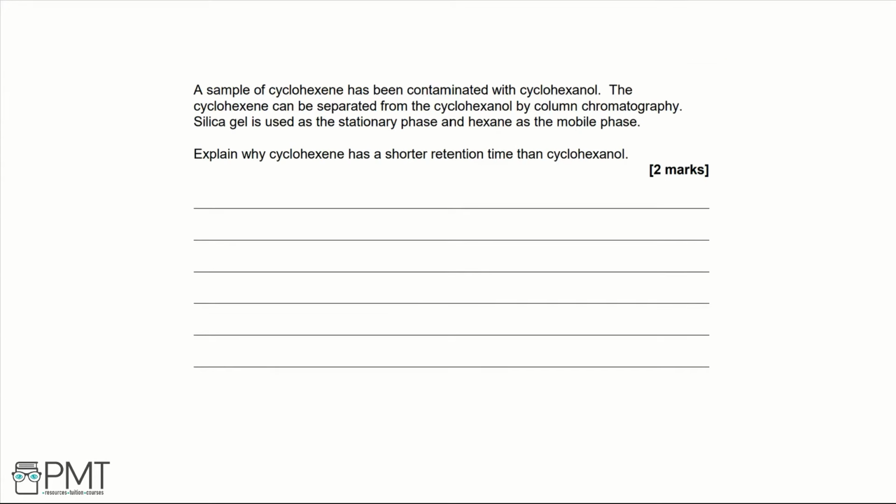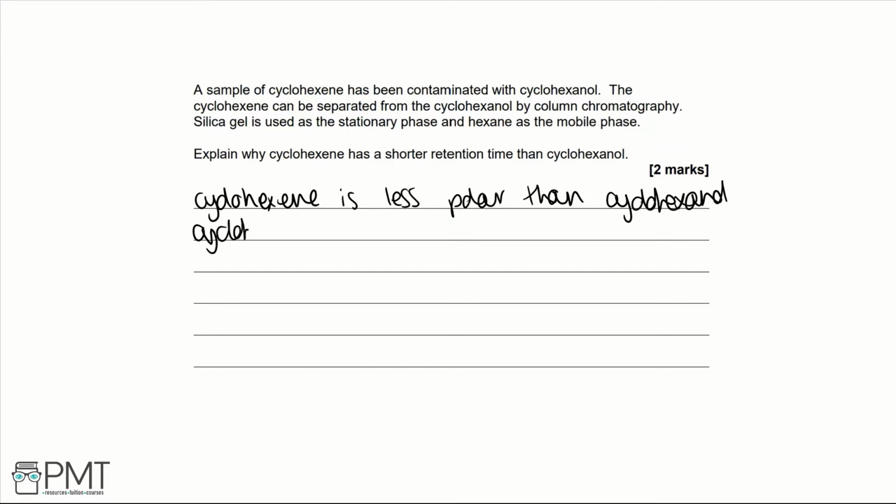A sample of cyclohexene has been contaminated with cyclohexanol. The cyclohexene can be separated from the cyclohexanol by column chromatography. Silica gel is used as the stationary phase and hexane as the mobile phase. Explain why cyclohexene has a shorter retention time than cyclohexanol. The first thing to do with this question is to talk about the polarity of our 2 compounds. So cyclohexene is much less polar than cyclohexanol. Cyclohexanol has an OH functional group, which means it can form hydrogen bonds very easily, and so it's a lot more polar.